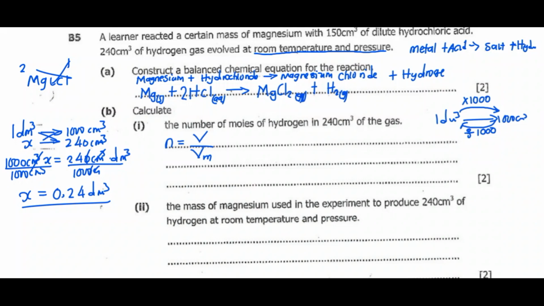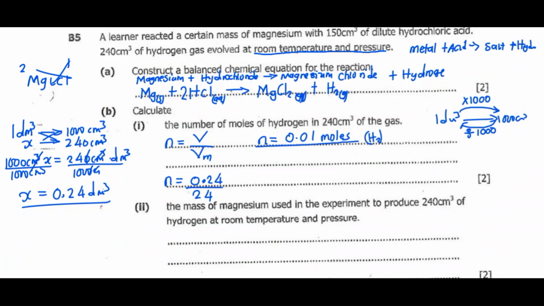So this time now we can see that our volume is 0.24. Then what is the volume of a gas at RTP? It is just 24. So now we can do the mathematics here. 0.24 divided by 24. So the answer is 0.01 moles. So these are moles of hydrogen. Remember this.